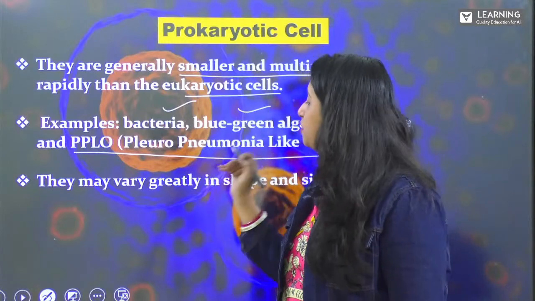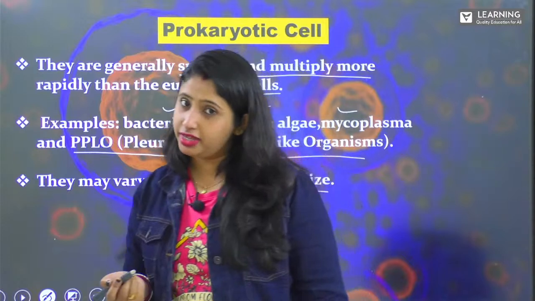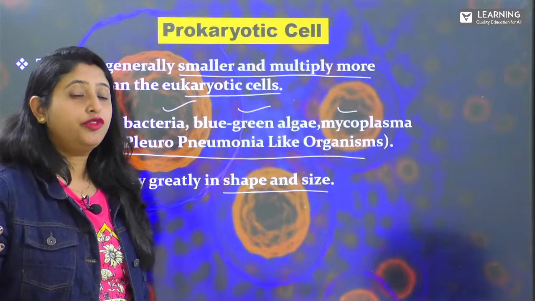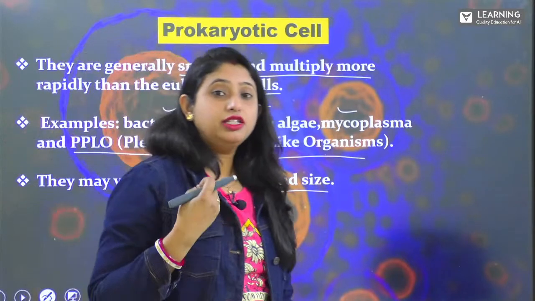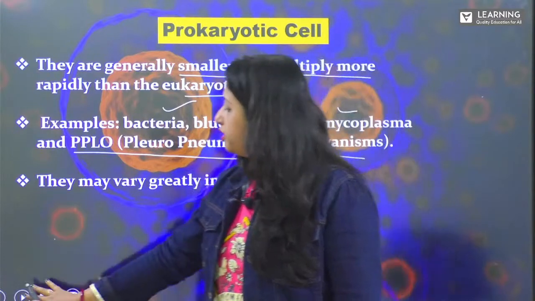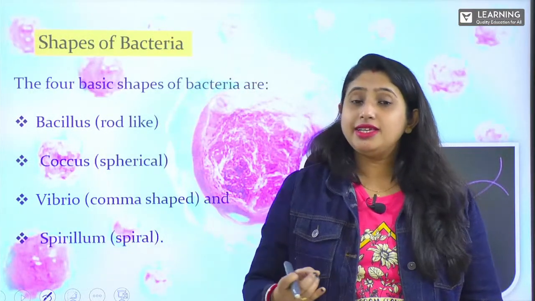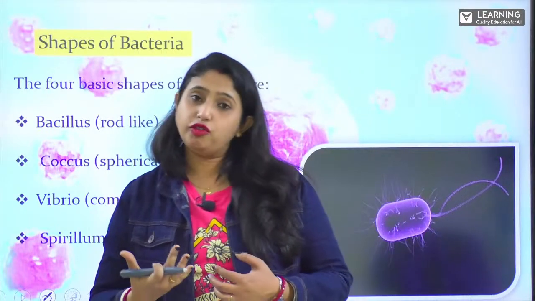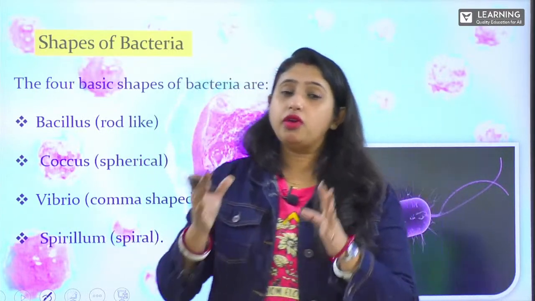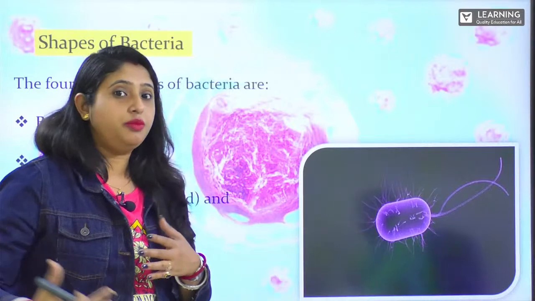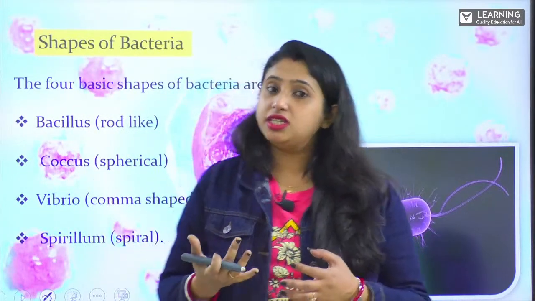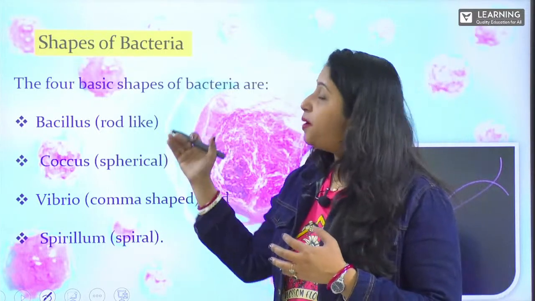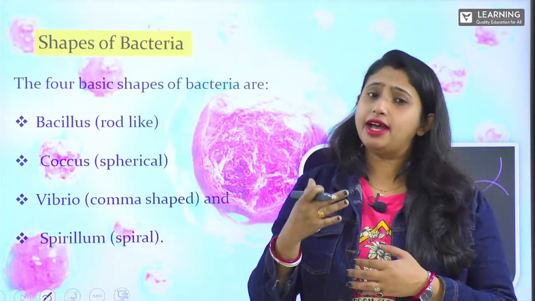Okay, and they vary greatly in shape and size. So the size of the bacteria, the size of the prokaryotic cell, it may differ from one another. That is, the size varies. All right. So next, let's see the shape of the bacteria. When we talk about bacteria, this bacteria again have got different shapes. Okay, they may be round, they may be rod shaped, they may be spiral, or some of the bacteria may be comma shaped.